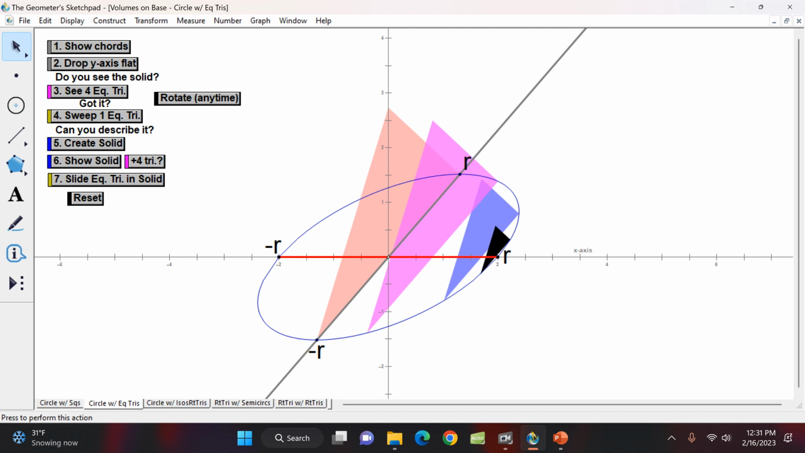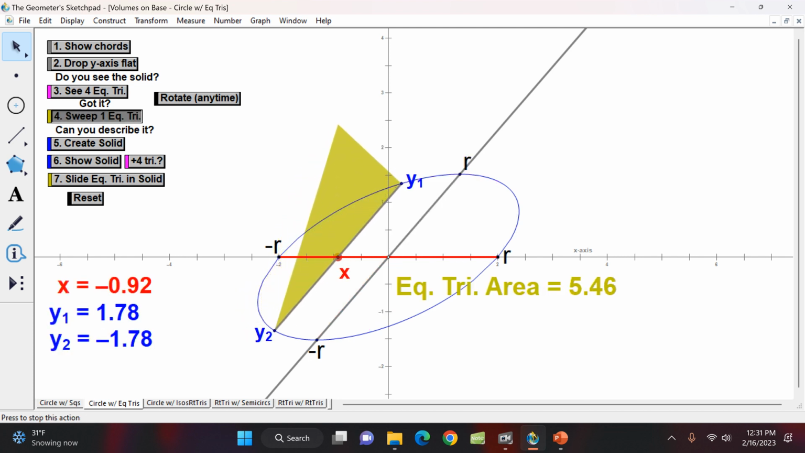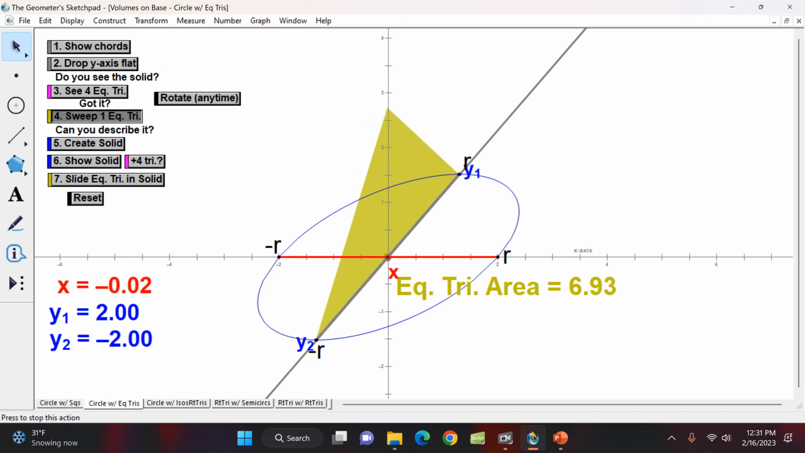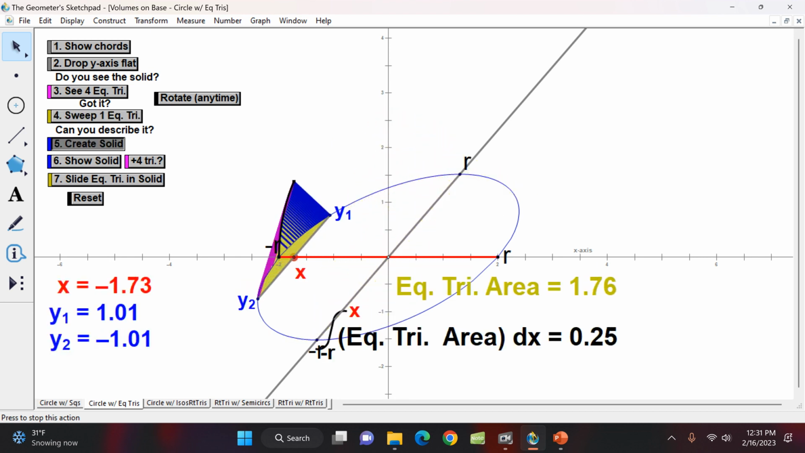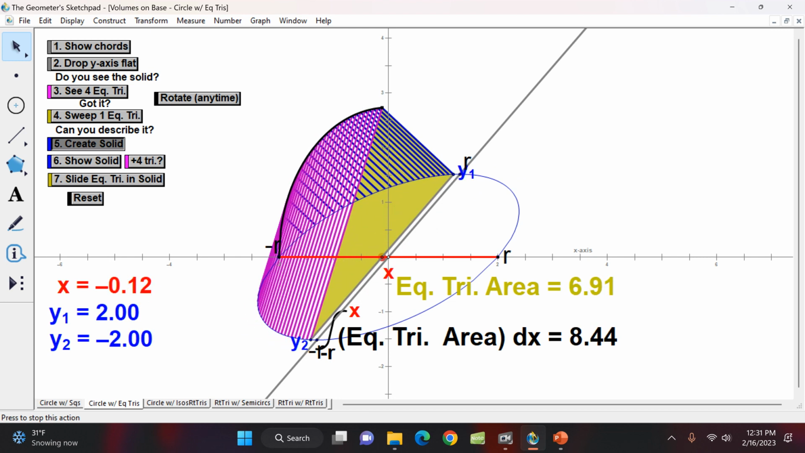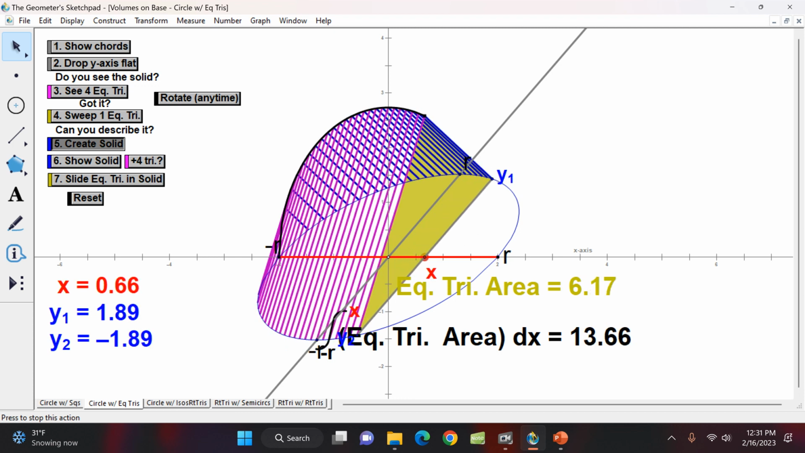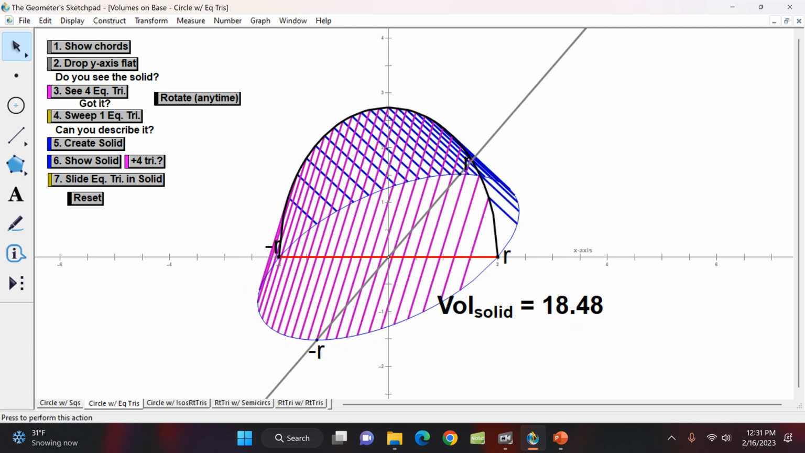Got it? So that one equilateral triangle is going to follow the same pattern as the square. There's the biggest one right there, and then it shrinks down to 0 again. And when you see it all put together, you get that thing. No cylinder involved here. So again, we're going to talk about how to find the volume of that thing.